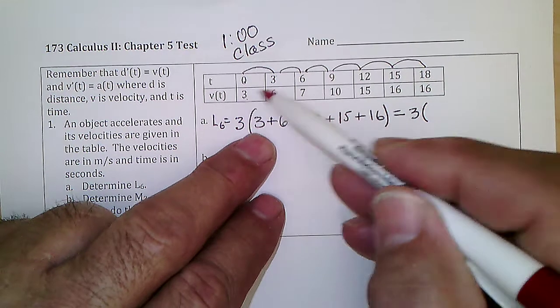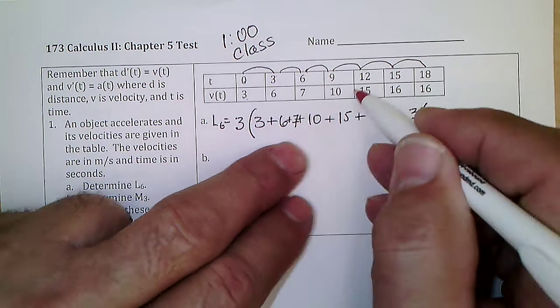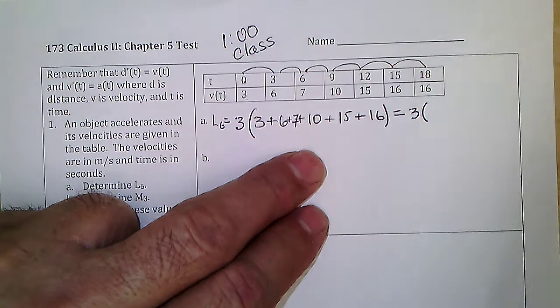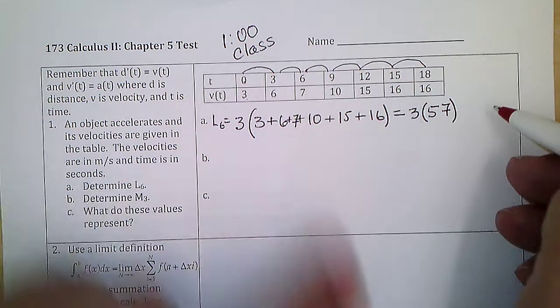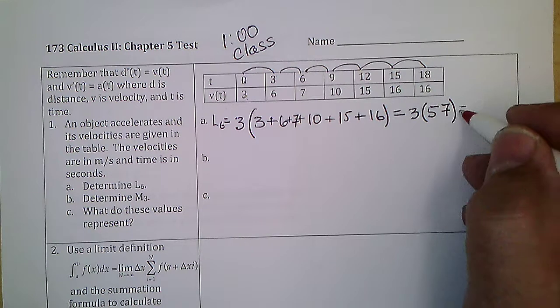Oop, 3, 6, oh, I missed a 7, plus a 7, plus a 10, plus 15, plus 6. 1, 2, 3, 4, 5, 6 lefts. Okay, so that's 57. I thought the number was wrong, which is 150, 171.